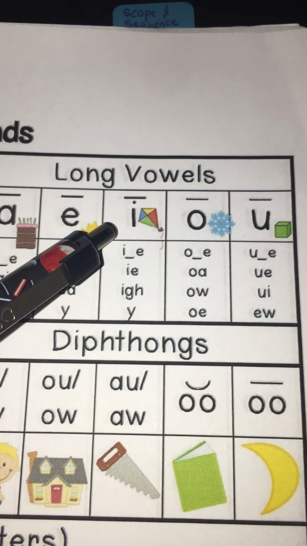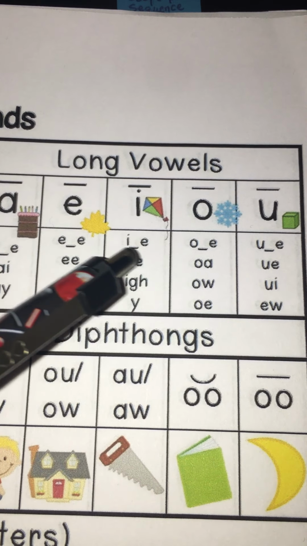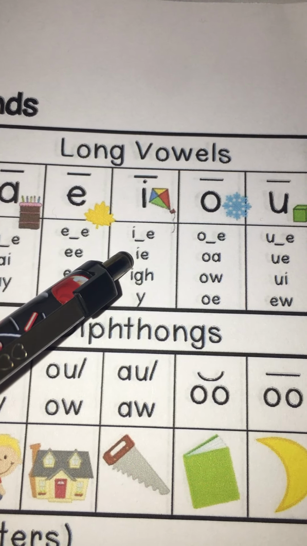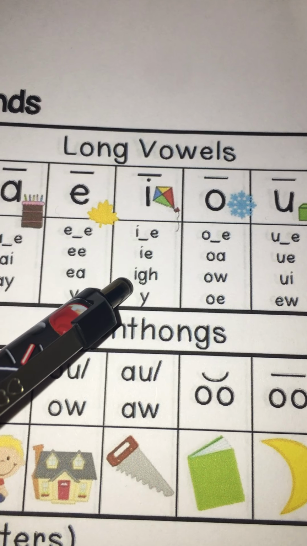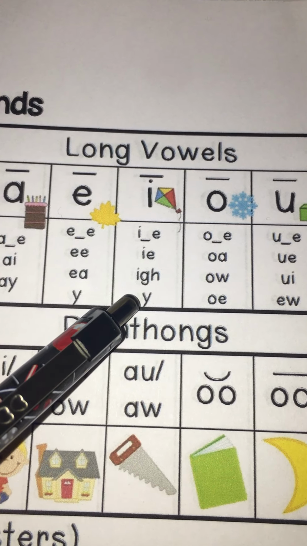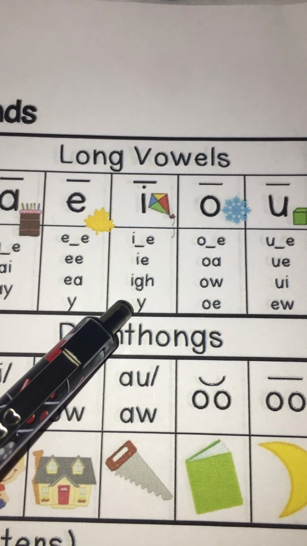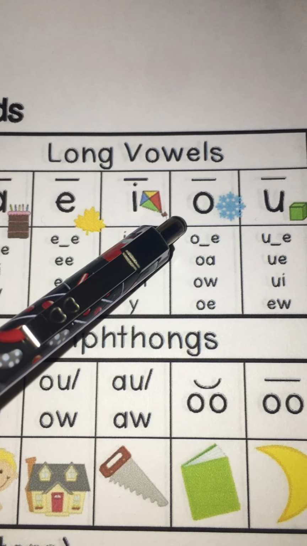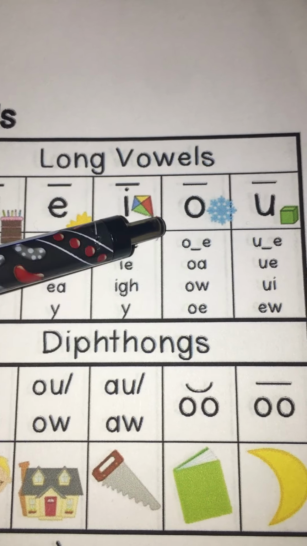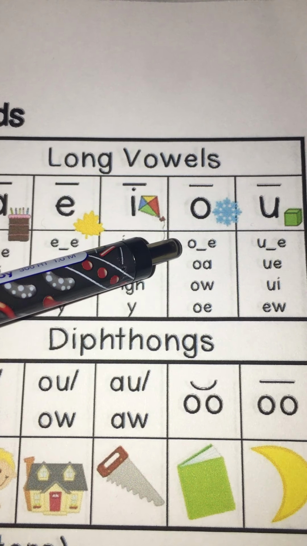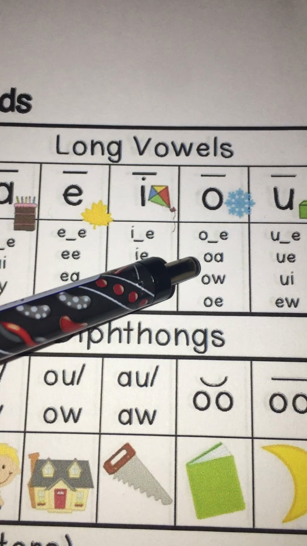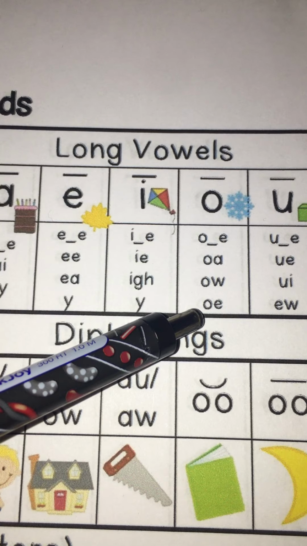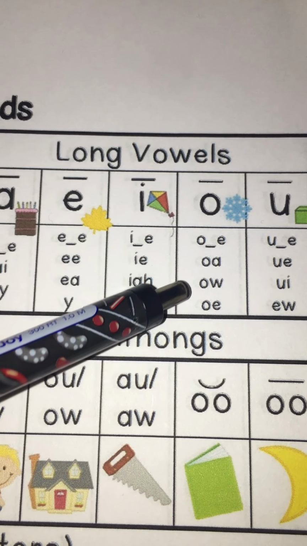Here we have our long I sound. Same thing, silent E. Whenever there's a silent E, it makes that I say his name. IE also says i. IGH also says i, and Y says i at the end of a one-syllable word, like in the word cry. Okay, here we have our long O sound. Same thing with the silent E. If there's a silent E, that O becomes o. OA says o. OW says o. And OE also says o, as in toe.